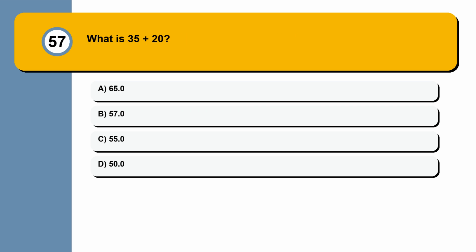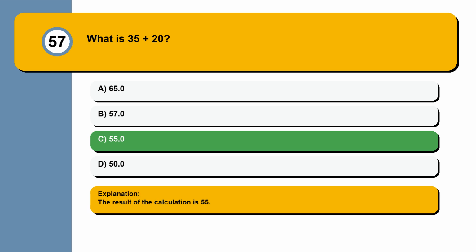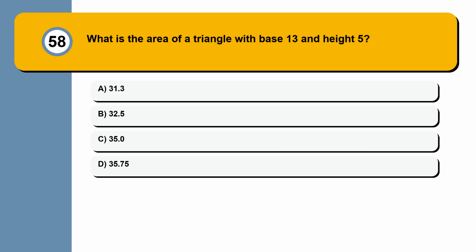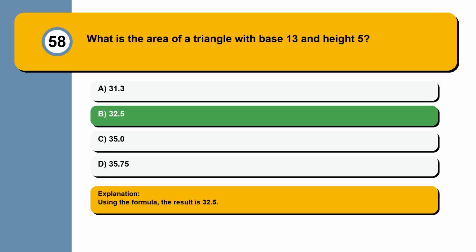Question 57. What is 35 plus 20? 65.0, 57.0, 55.0, 50.0. The result of the calculation is 55. Question 58. What is the area of a triangle with base 13 and height 5? 31.3, 32.5, 35.0, 35.75. Using the formula, the result is 32.5.